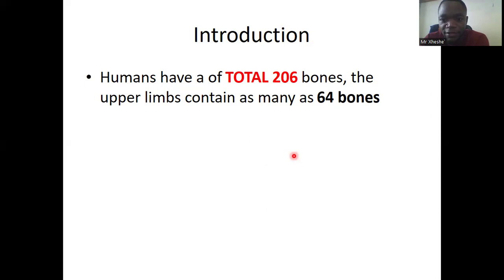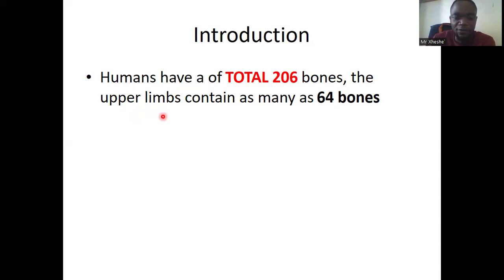As you may be aware, a fetus doesn't have bones. A fetus has cartilage. At 8 weeks of gestation, the cartilage that makes up the skeleton of a fetus begins to be transformed into bone, and that process continues after birth. So now we're going to focus on the human skeleton in its entirety, starting with the upper limbs.